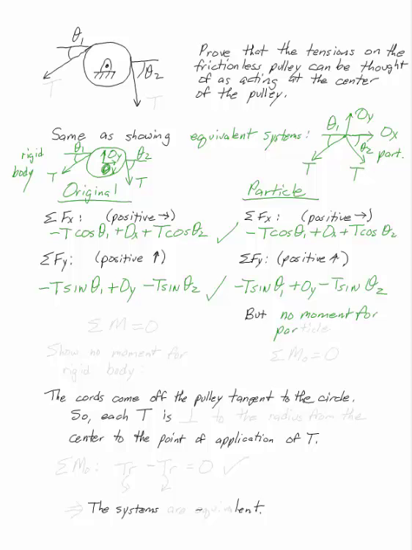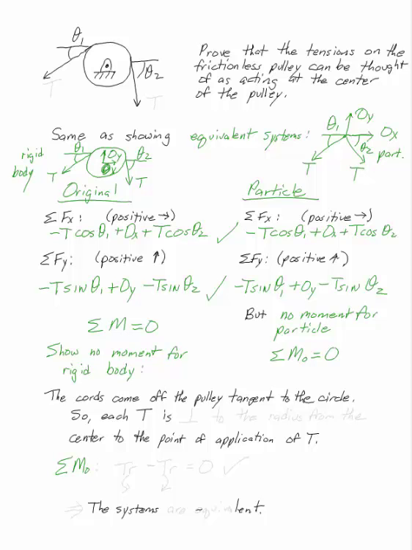So if I take the moment at O, which is what I'm going to do in a minute, the sum of the moments at O is zero because every force I've got goes through it. Now I need to show that the sum of the moments over here is also zero, even in my original case. If I can show that the sum of the forces is the same and the sum of the moments is the same, then everything is an equivalent system.